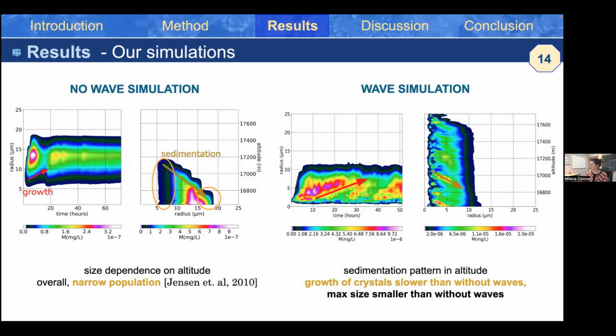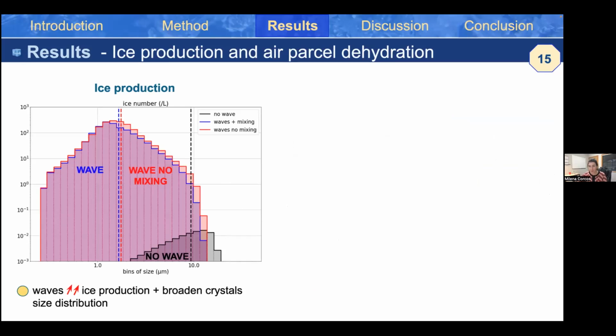So that's for the evolution of the ice crystal population. After this very descriptive part, I am summing up the results regarding the ice production thanks to this histogram. It is showing it for the different bins of sizes, for the simulation with the waves in blue, without the waves in black, and with the waves but without the horizontal mixing in red. So as you can see, with the waves, the production of ice is enhanced by 4 orders of magnitude.